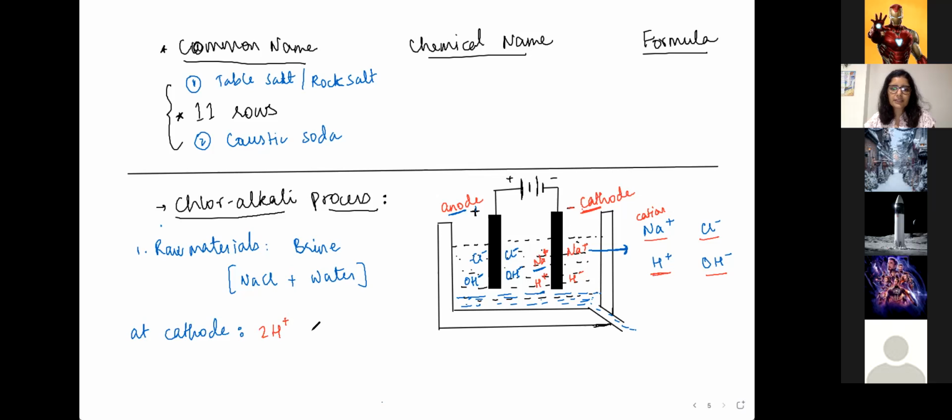So 2 of these H+ ions gain 2 electrons and turn into H2 gas, which escapes out at the cathode. Okay.